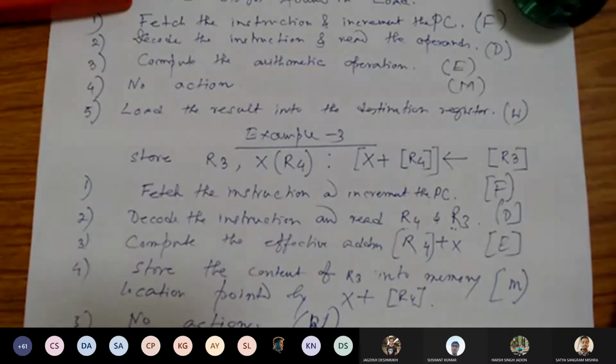So from here, if we'd like to generalize these operations, what can we do? We can say: Step 1 action, fetch an instruction and increment the program counter. Step 2, decode the instruction and read register from the register file. Step 3, perform an ALU operation if needed. I will also tell you where the ALU operation is not needed. Fourth one is read or write memory data if the instruction involves a memory operation. Fifth one is write the result into the register.